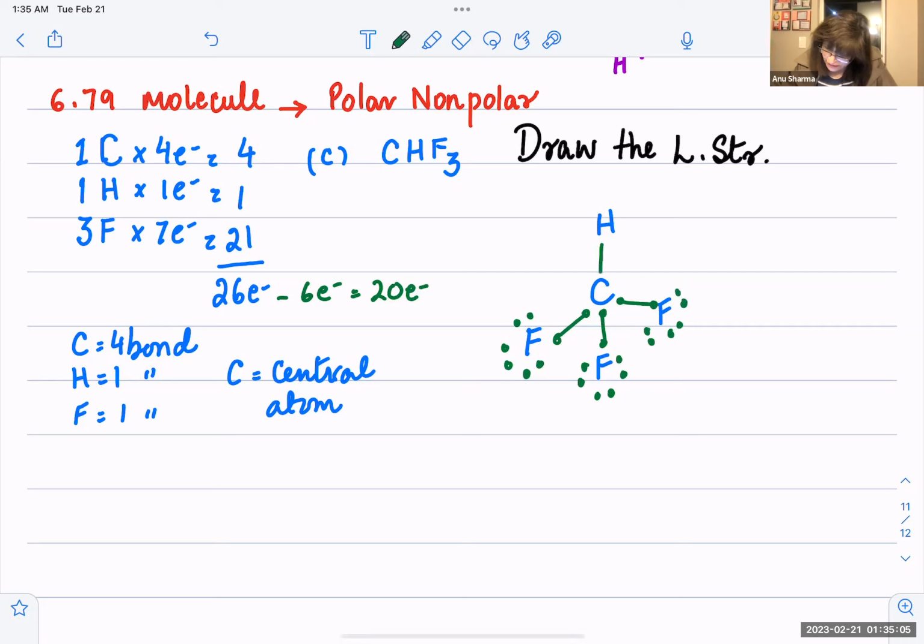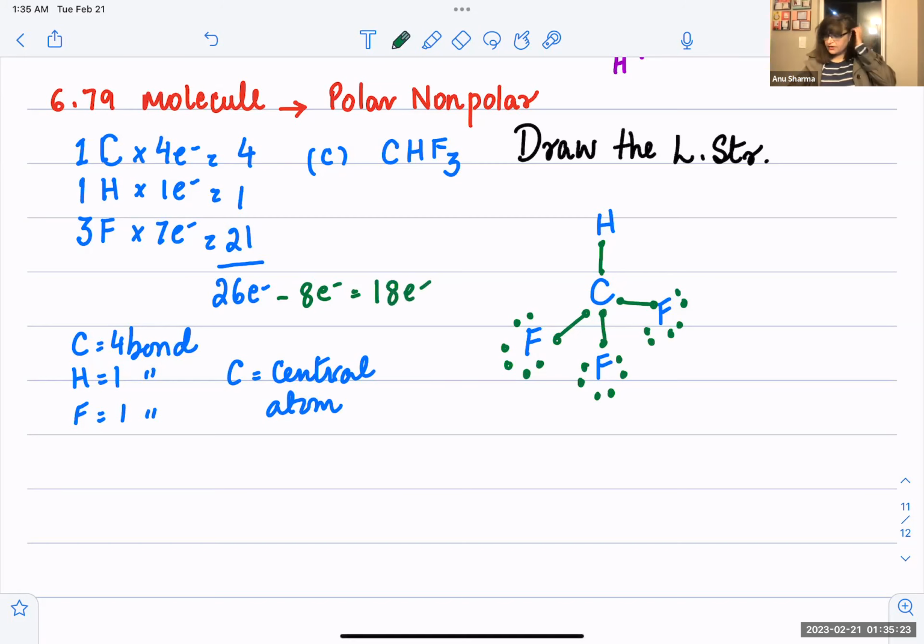Oh, sorry, I didn't connect that. I should have. I made a mistake here. Sorry. Wait a minute. I forgot that one. 1, 2, 3, 4, 5, 6, 7, 8. So this should be ideally 8 electrons. Okay. So then you are left with, this one is 18.